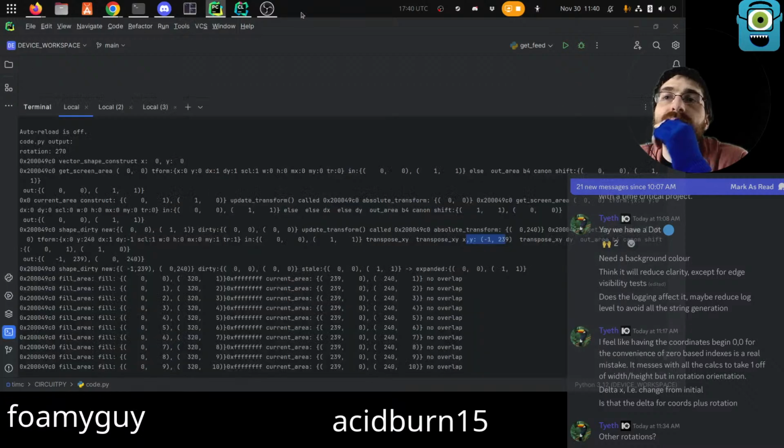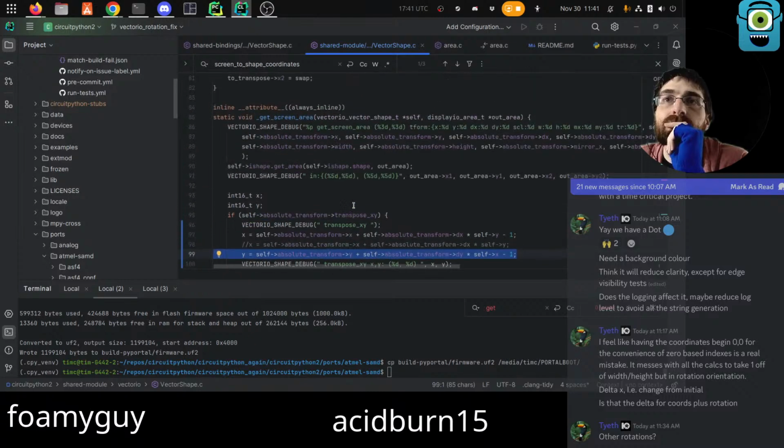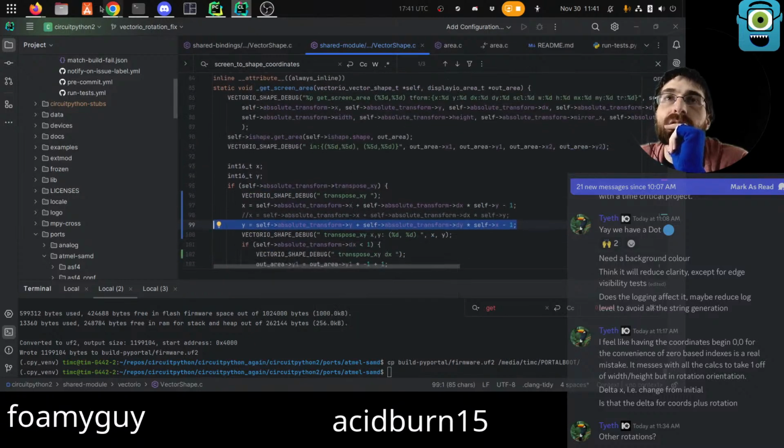Oops. Where does transpose xy? This is right here. That's literally right here. Okay, and what are dx and dy again? I think it's got to be what I was saying earlier. I think it's got to be like -1 if dx was -1, but not if it wasn't, or something.